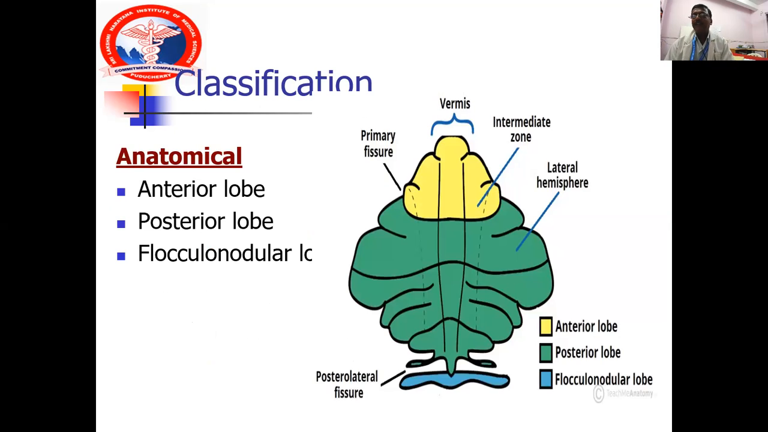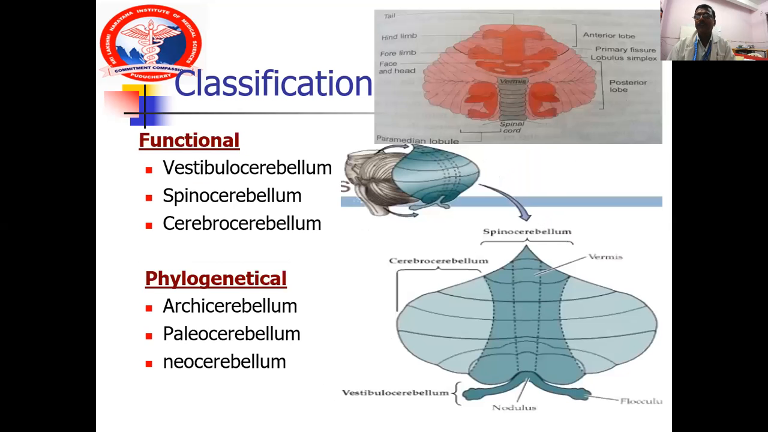The cerebellum is classified into three major classifications under the anatomical specifications, known as anterior lobe, posterior lobe, and flocculonodular lobe. This picture shows the anatomical classification of the cerebellum. The upper part, with this yellow color, is the anterior lobe, and the center part, with green color, is also known as the posterior lobe, and the last one, the tail part of the cerebellum, is also called the flocculonodular lobe by the anatomical classification. And functional classifications are three.